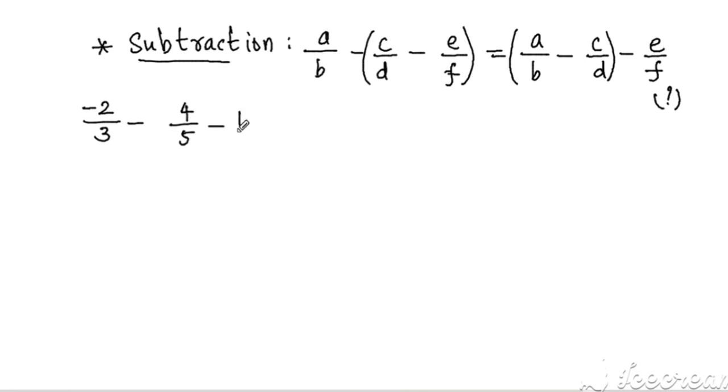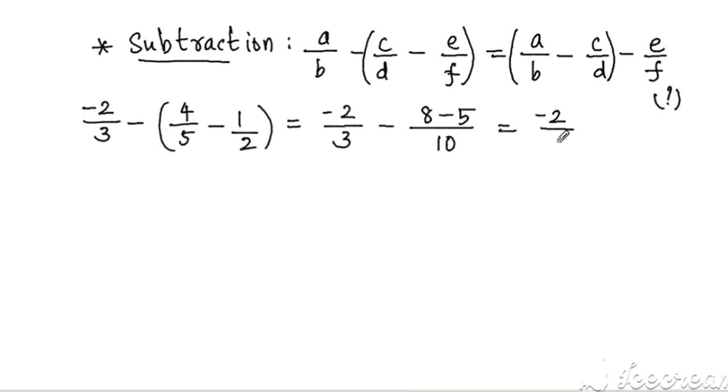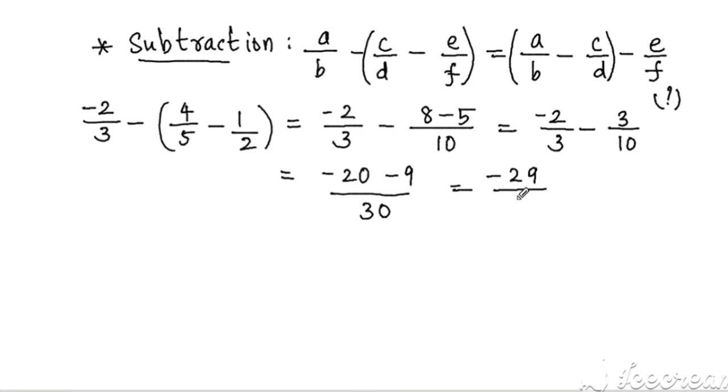Negative 2 by 3 minus 4 by 5 minus 1 by 2. I am grouping the second and third number. That is equal to negative 2 by 3 minus 8 minus 5 by 10, by cross multiplying. So you will obtain negative 2 by 3 minus 3 by 10 because 8 minus 5 is 3. Again cross multiply, negative 20 minus 9 by 30, it is equal to negative 29 by 30.